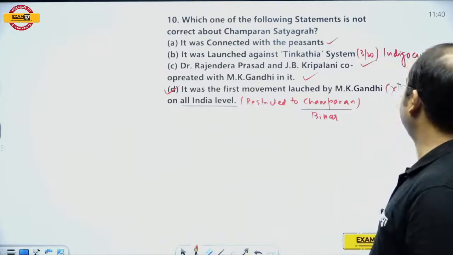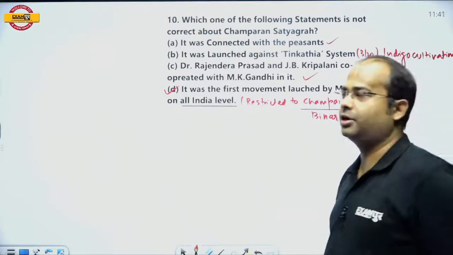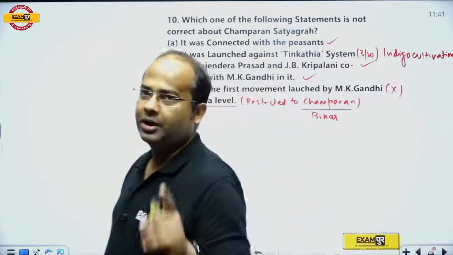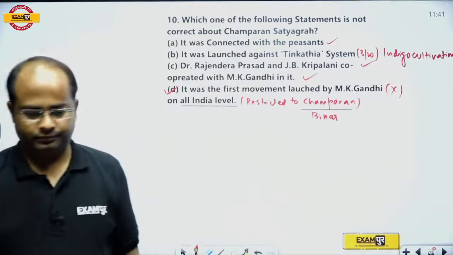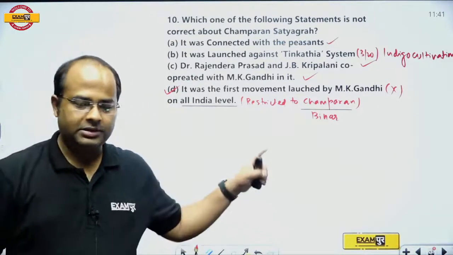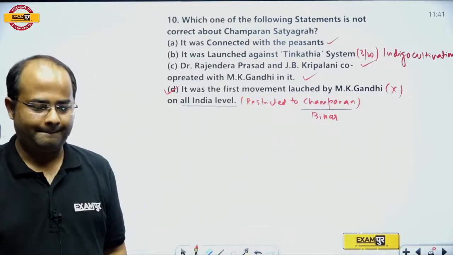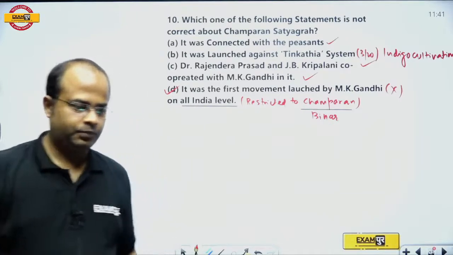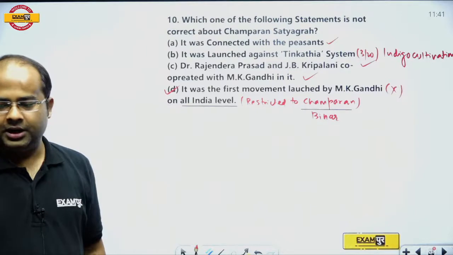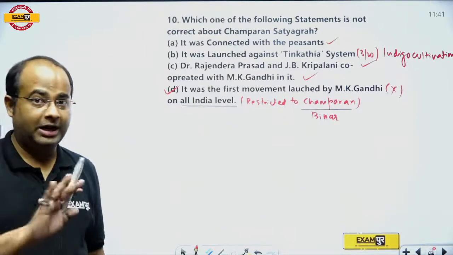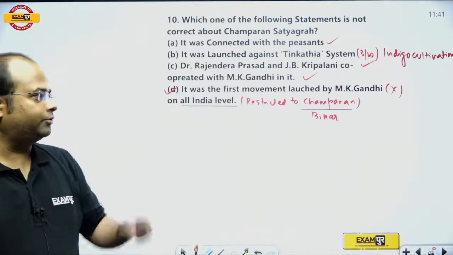But this statement is wrong. The reason is this: it was restricted to Bihar. It was not restricted to the whole India. So the correct answer will be option D. It was not related to whole India. I hope it is clear. Restricted to Champaran, that is in Bihar, not whole India. Therefore, the correct answer will be option D.